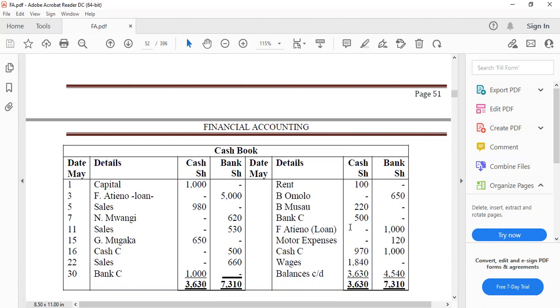That means money getting out of cash and then going to bank. Similarly, when you have money getting out of bank, you debit bank, this money going to cash. You have money in the bank, you withdraw money from bank and you have it in cash. It's also a contra entry.